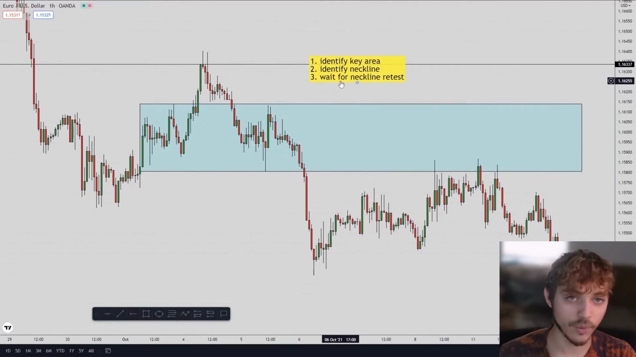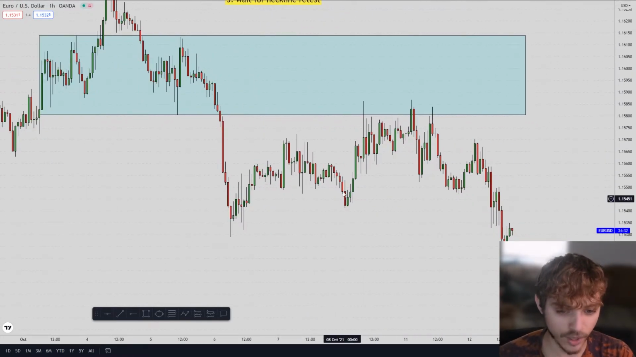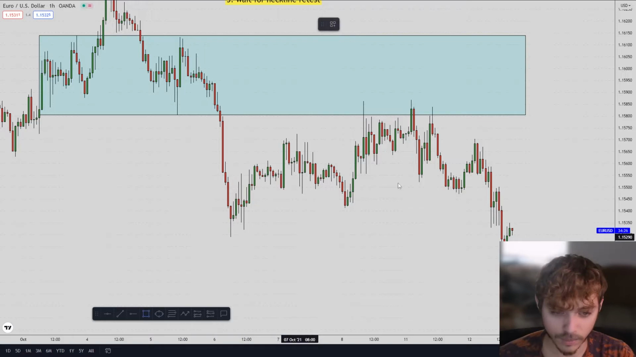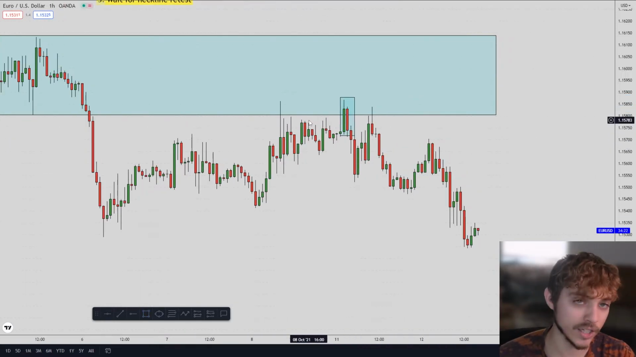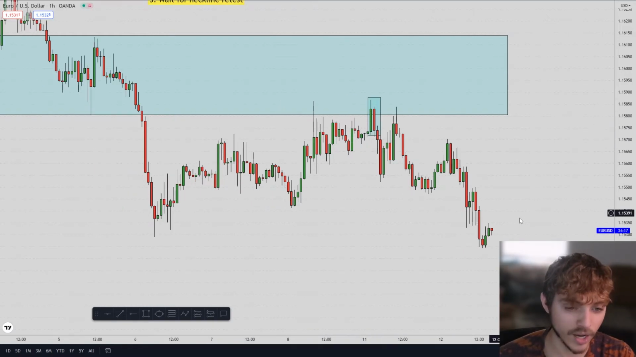Now the third thing that we have to do is simply wait for price to retest this neckline area and then take our trade. So we can see that price does come back and retest this multiple times and gives us multiple trade opportunities. I took mine right here with this reversal candle pattern, but where you can enter your trade is completely up to you. No matter where you would have entered, these would have all been great opportunities.